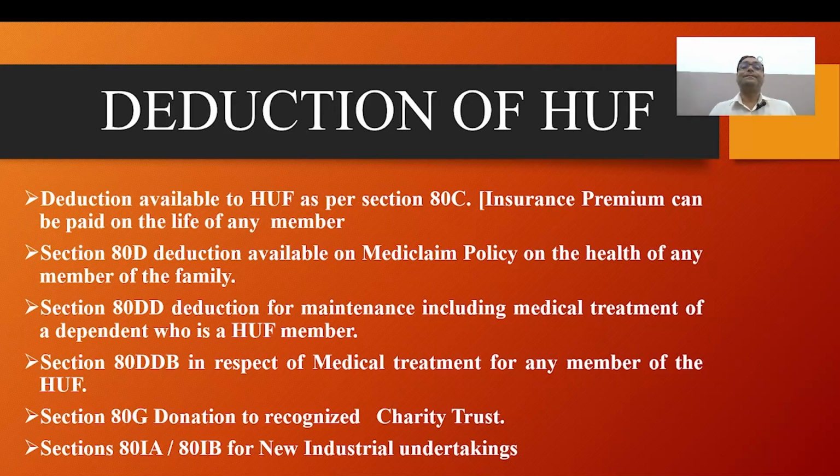Health insurance, section 80D. You can claim a deduction of up to 25,000 rupees per year on the premium paid for health insurance for your family under section 80D.